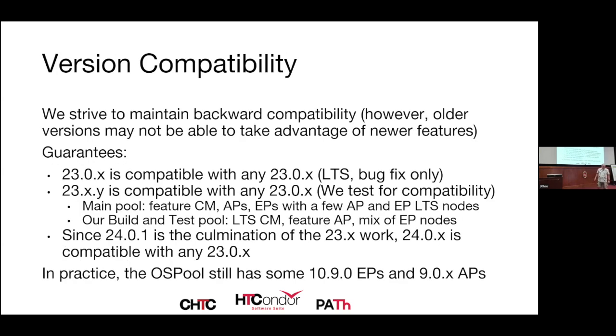So talking about guaranteed version compatibility, 23.0, like I said, is kept very stable. So any 23.0 is going to be compatible with any other 23.0. It's an LTS release, bug fix only. 23.x is also compatible with any 23.0, and we actually test for this capability. In our main pool, we're running mainly feature versions of Condor, but we have a few APs and EPs that are running the LTS version.